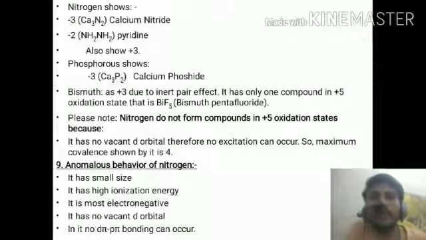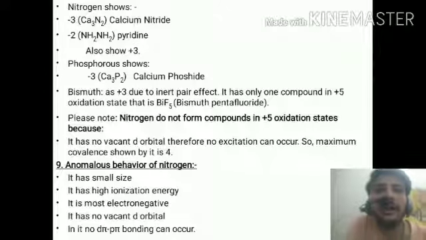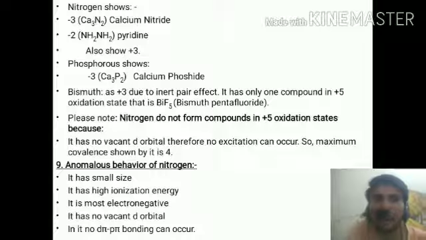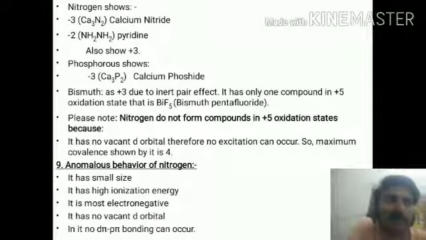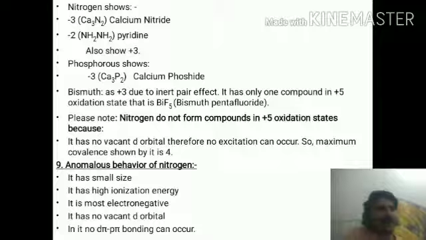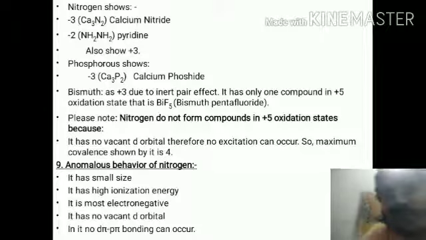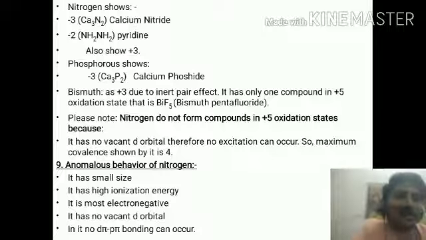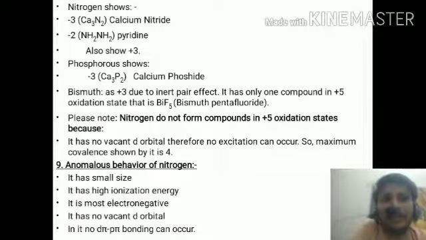So look at that. Phosphorus, arsenic, antimony and bismuth show the +5 oxidation state, but nitrogen does not. Why? It is because nitrogen does not have a vacant d orbital. That's why it shows the +3 oxidation state.